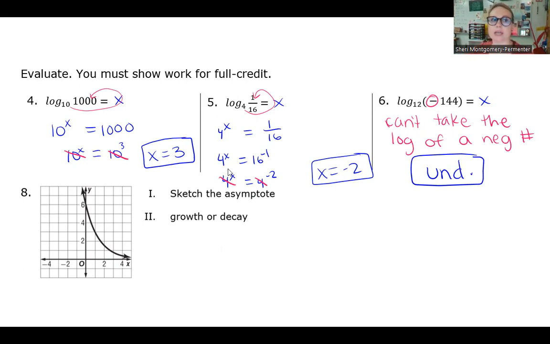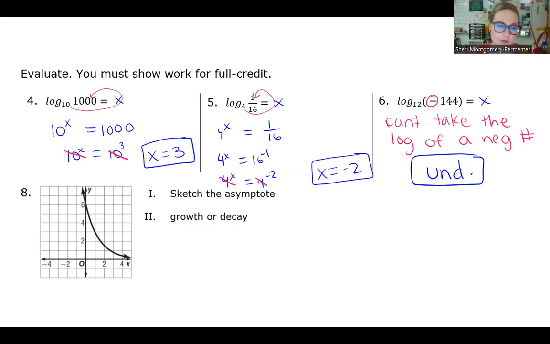The next question, it says sketch the asymptote and tell me if it's growth or decay. It's written exactly the same on the test. It's not multiple choice really. For the first part, you have to actually sketch the asymptote. That is part of the points of the quiz. You have to sketch the asymptote and it's easy points. It's 4 points. 4 points of your quiz is sketching the asymptote.